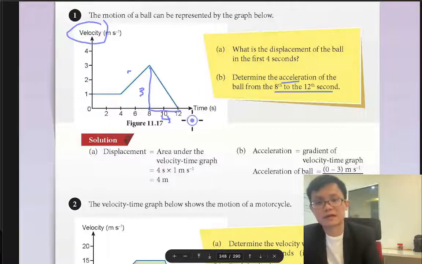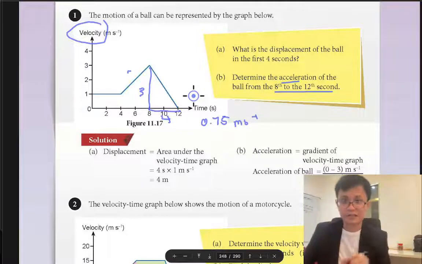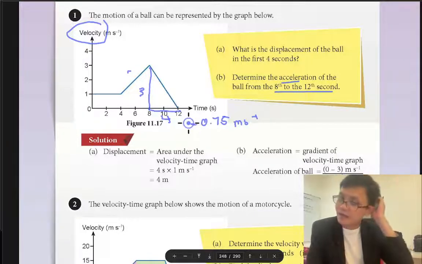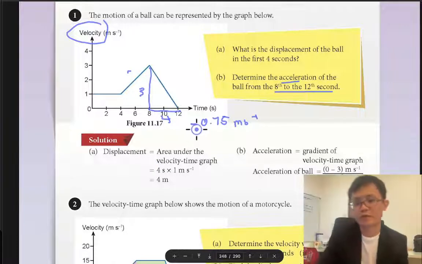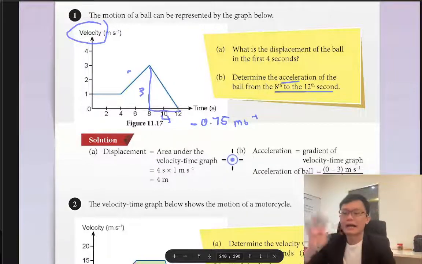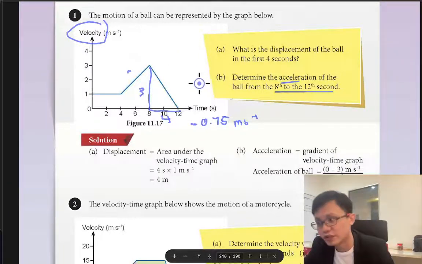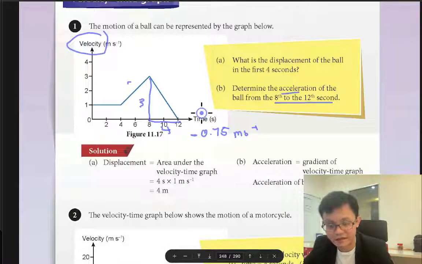So I put here 0.75 ms negative 1. Okay, if it increases, it is 0.75, but since it comes down, I put here negative. So the acceleration is negative 0.75. Okay, I think it's a lot already. I don't want to go too much. Maybe the next video we will focus more on the acceleration and deceleration.